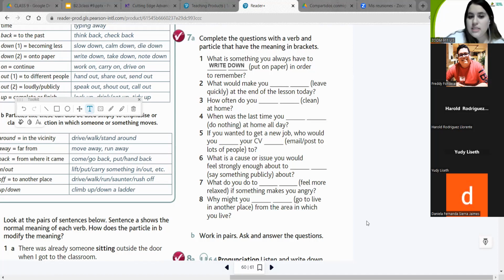Okay, so let's see. For exercise number 1, we have write down or note down. You can also use note down in this sentence. What is something you always have to note down or write down in order to remember? Number 2, what would make you, and then leave quickly at the end of the lesson today?